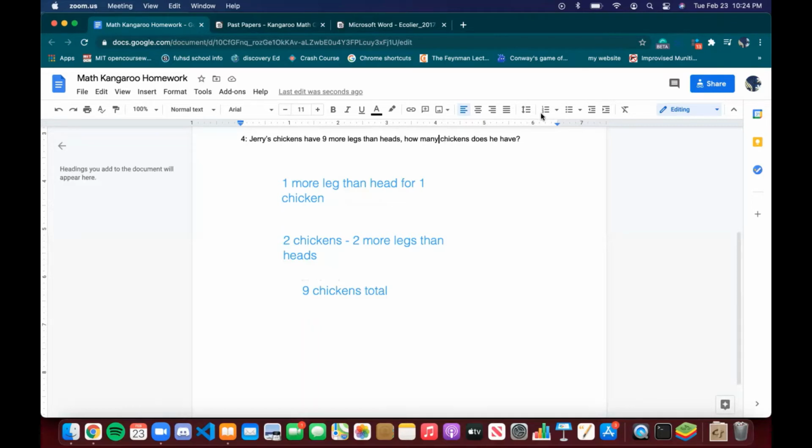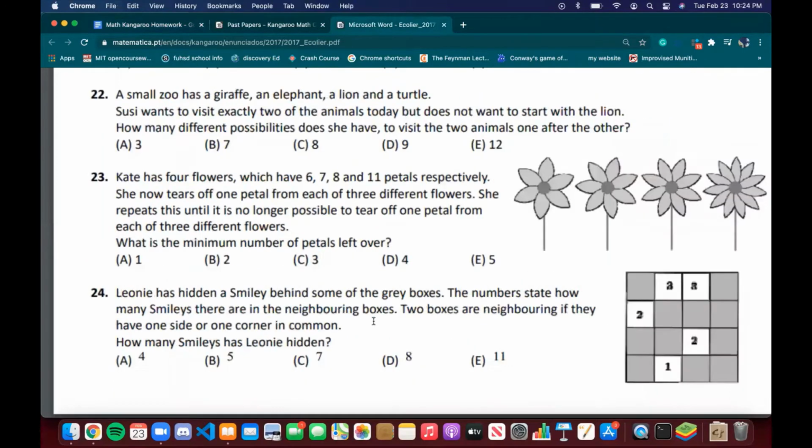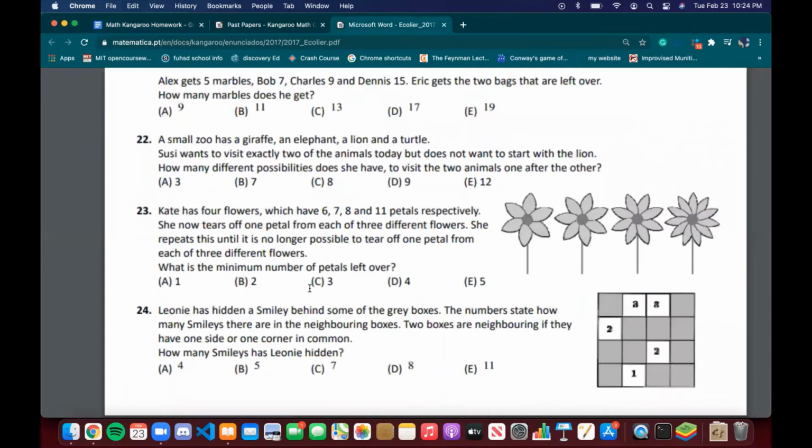Okay, so now that we're done with the homework problems, let's go on to the questions. So problem 24 of Math Kangaroo 2017, 3rd to 4th grade. Leonie has hidden a smiley behind some of the gray boxes. Numbers state how many smileys there are in the neighboring boxes. 2 boxes are neighboring if they have 1 or more corners in common. How many smileys has Leonie hidden?